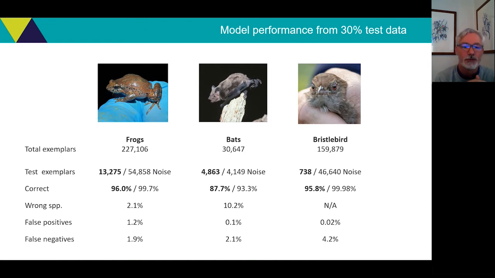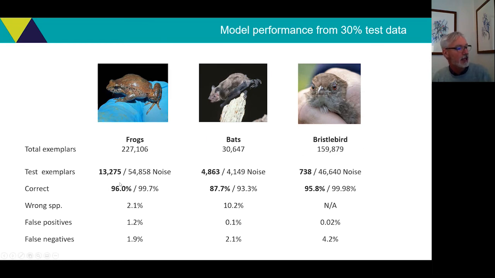If you look at the 3 different groups that we've done so far, for the frogs, you can see that we've got a lot of exemplars, not as many for the bats, and a middling amount for the bristlebirds. Now remember, a lot of these are made up of noise. And when you break it into the 30% test exemplars, you can see that the noise is generally much higher than the actual frogs or bats or bristlebirds.